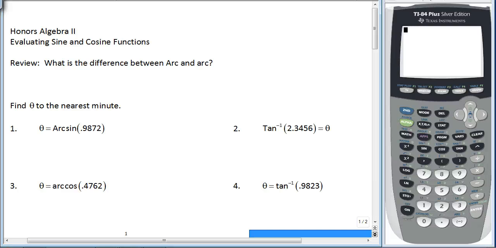Welcome back. Now we're going to evaluate, and actually we're going to solve some equations with sine and cosine functions as well. So these first four questions are just a little bit of review. It's just to see if you remember the difference between big arc and little arc. So remember, big arc just means the principal value. Little arc means the general value.